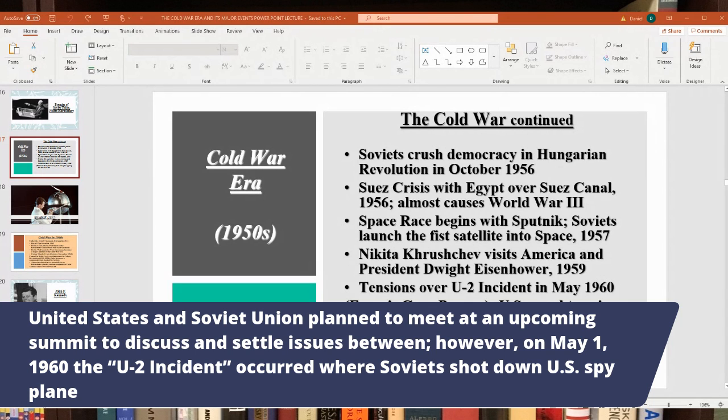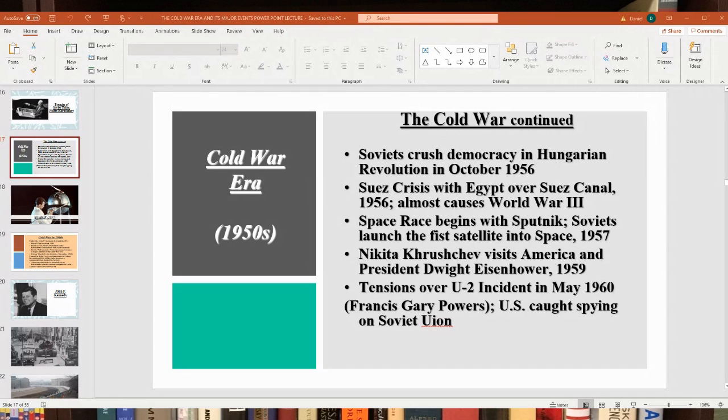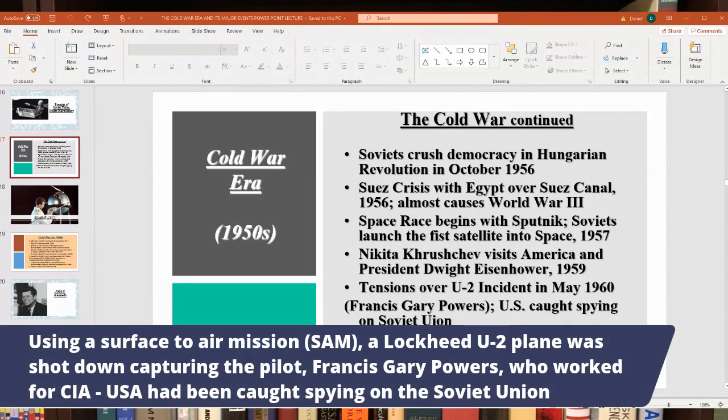But what happened was in 1960, in May, they had this incident called the U-2 incident. The Soviet Union shot down one of our spy planes that was flying over the Soviet Union. Yeah, we were spying on the Soviet Union. And apparently a SAM missile, they think, shot down a Lockheed U-2 spy plane, and they caught the pilot. We thought the pilot was dead, but he wasn't. His name was Francis Gary Powers, who worked for the CIA. He was caught, and it became a real bad embarrassment between both of us.